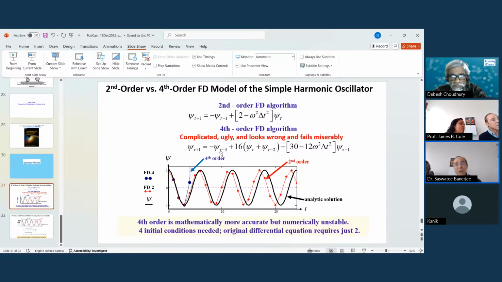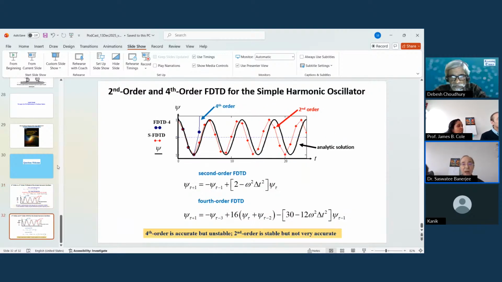And we can make an exact second order finite difference time domain algorithm for the harmonic oscillator. I'm not showing it here, but we can make this an exact second order. Maybe I have this here. This is the fourth.